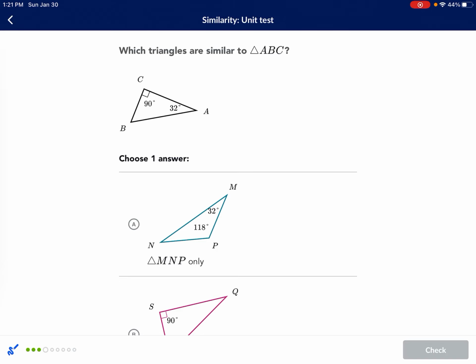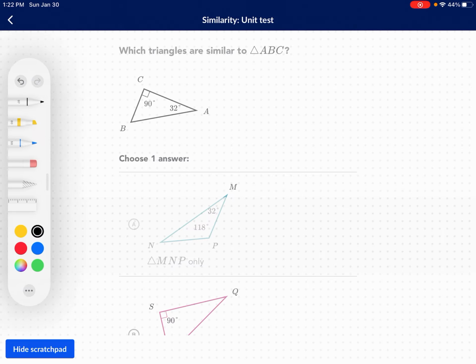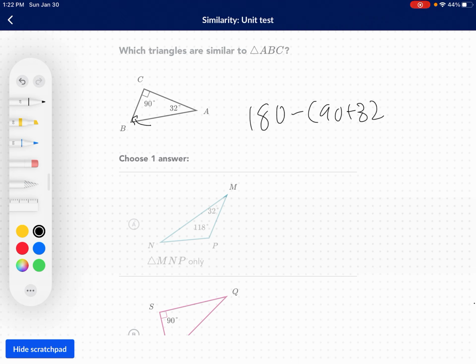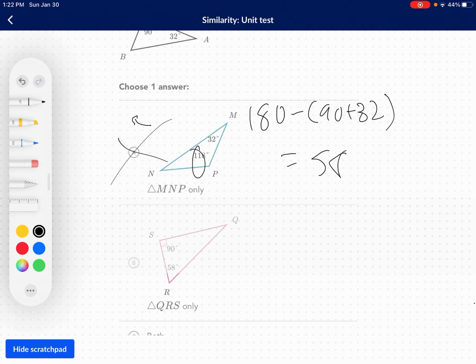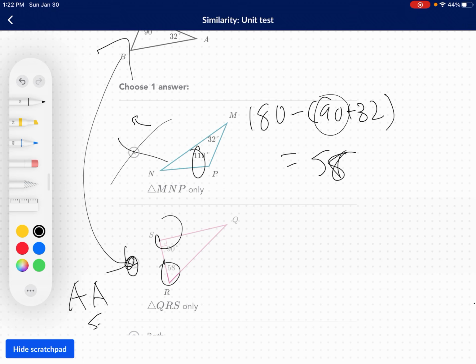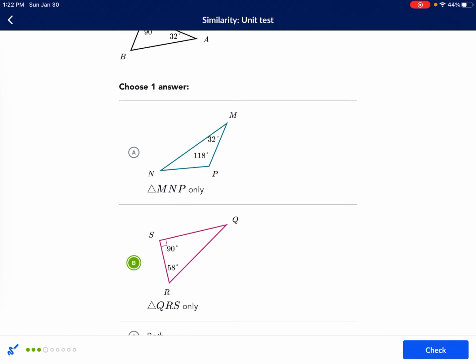Okay, so if two triangles are similar, their angles are equal. So we can find this angle, which is 180 minus 90 plus 32. Let me enter it in the calculator. That's 58. So we can check the other triangles here. We won't see a 118, so it's not A. We see a 58 here and a 90 here. So this triangle is similar to that triangle by the AA similarity theorem. So it's B.